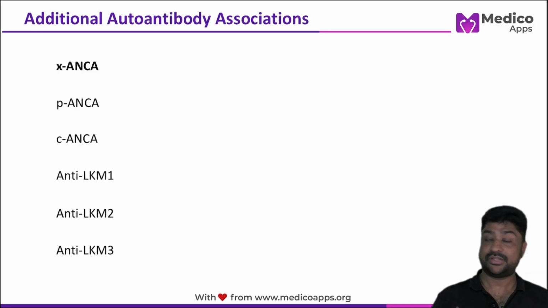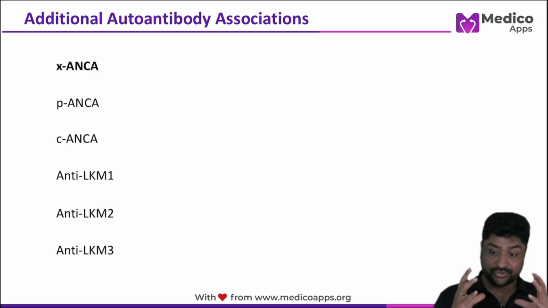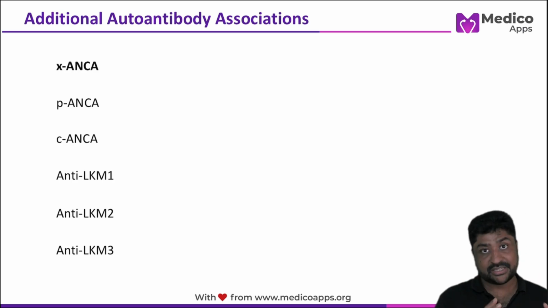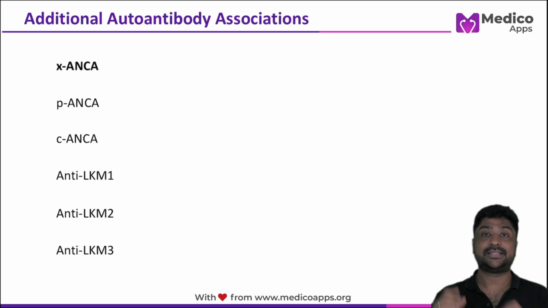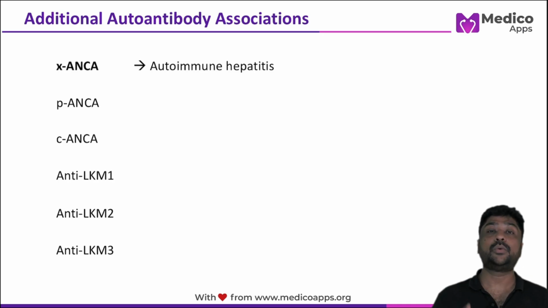Let's now look at some additional autoantibody associations, which are very helpful not only for diagnosing autoimmune hepatitis, but also for differentiating it from other vasculitides and liver disorders. This is high yield for both NEET-PG and INI-CET. X-ANCA, also known as atypical P-ANCA, is commonly seen in type 1 autoimmune hepatitis. While not very specific, its presence along with ANA and SMA supports the diagnosis.